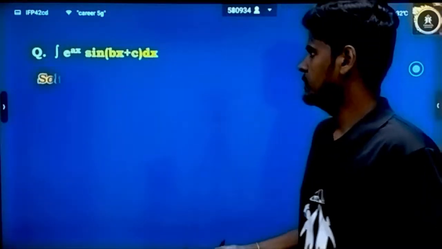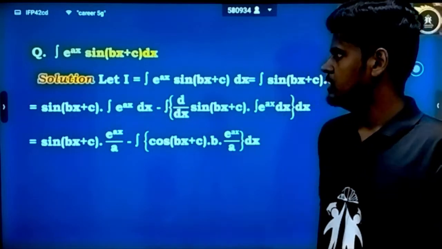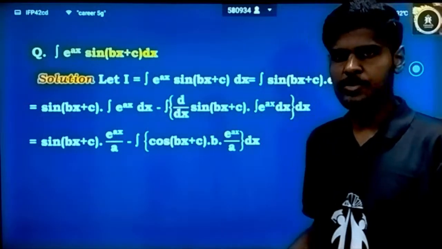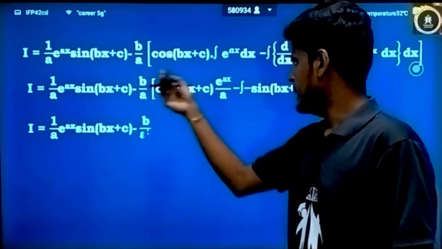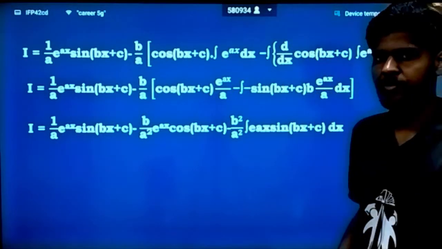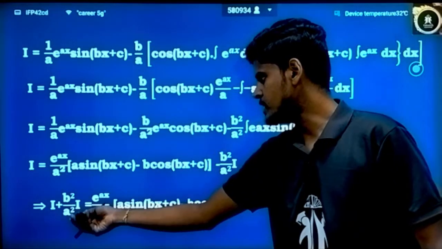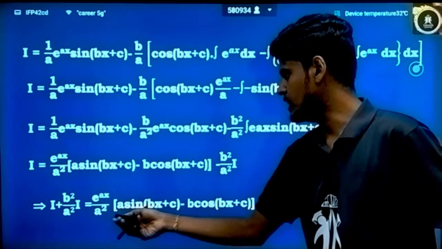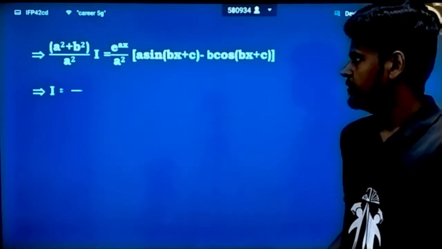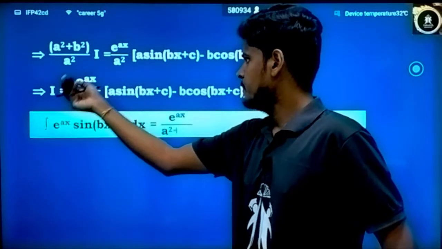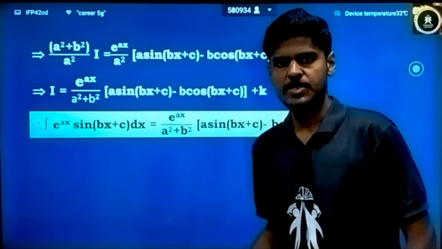Now we will see the solution. I function is this one. Apply integration by parts. Choose this function as dv and this function as u. Then again we have to apply another integration by parts for this. So finally simplify. The answer will be 1 plus b square by a square divided by this value, so a square will get cancelled here. The remaining term will be as it is. So what is the final answer? I is equal to e power ax by a square plus b square into a sin bx plus c minus b cos bx plus c.